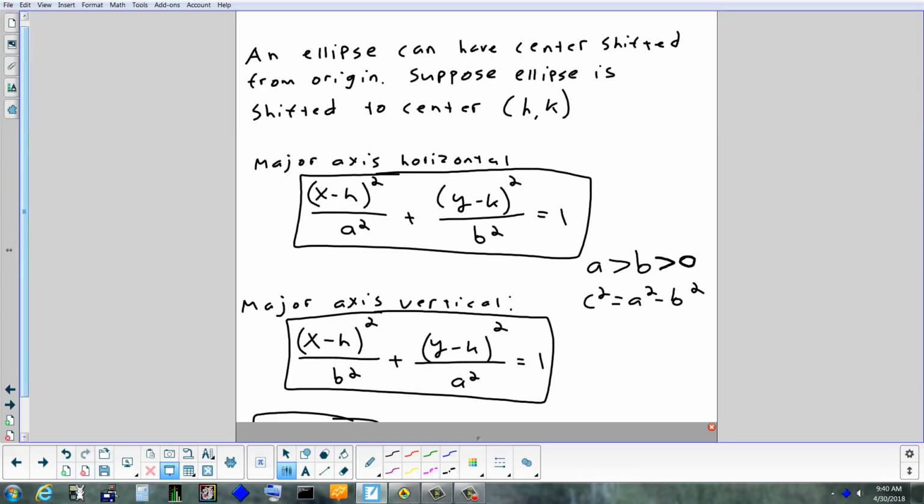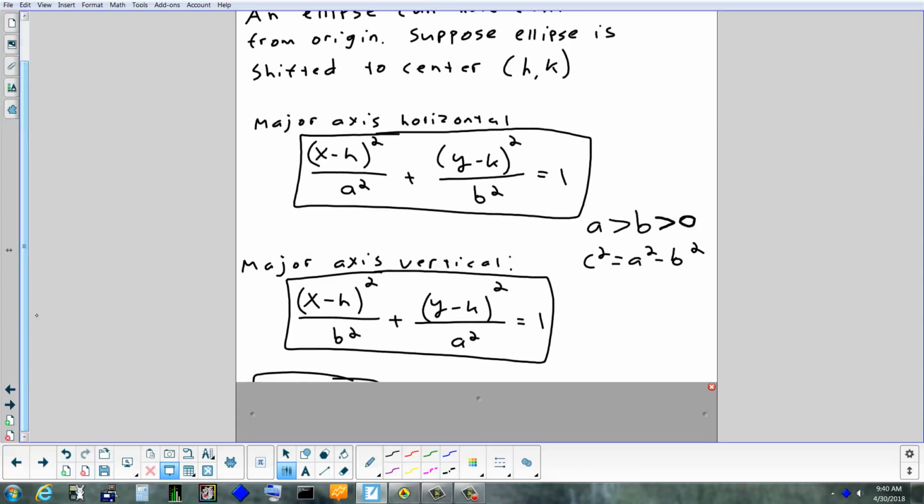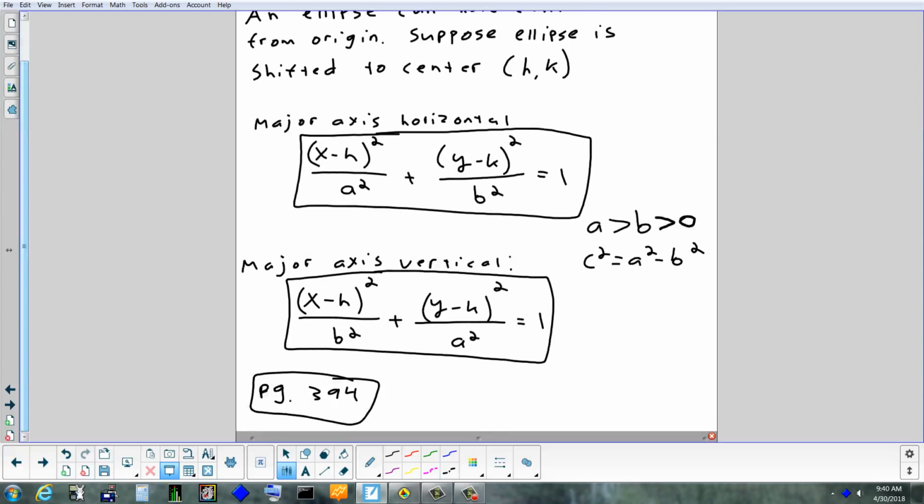And same formula that relates a, b, and c: c squared equals a squared minus b squared. In the packet that I gave you, these formulas are on page 394. So if you're going to make a reference sheet for the test, these are probably the formulas you want to put on it. Because if the center is at the origin, then just pretend that h and k are both 0. You can just cross them out. And if you cross them out, now you're right back to the formulas we started with.